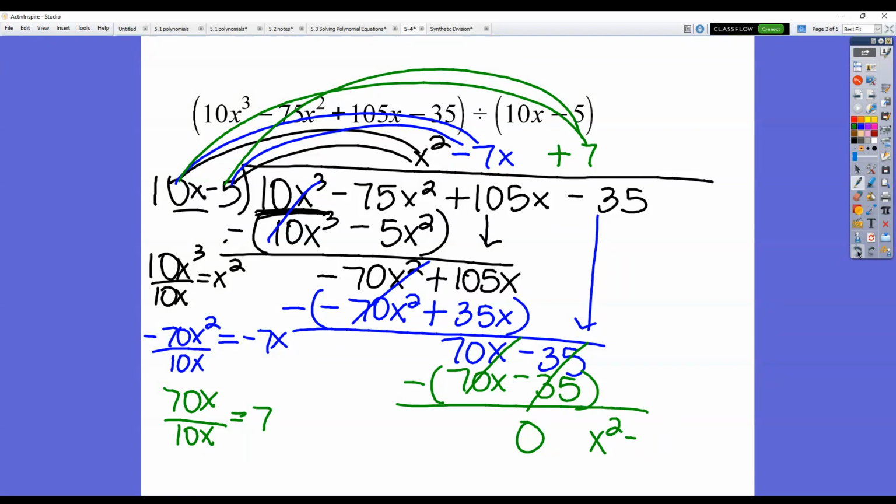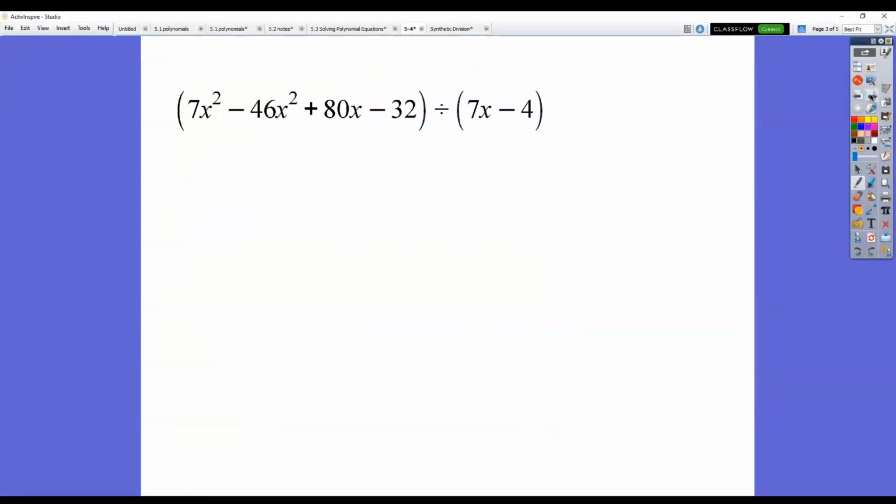Well, let me put it in black. That would look a little nicer. Okay, again, we're doing more of these.